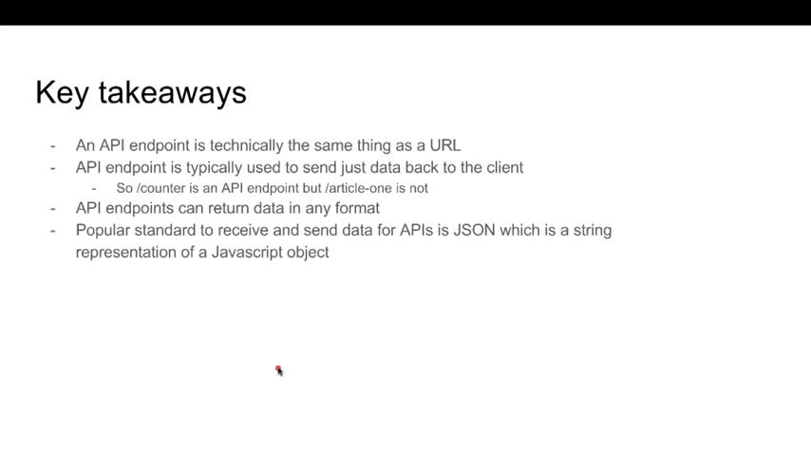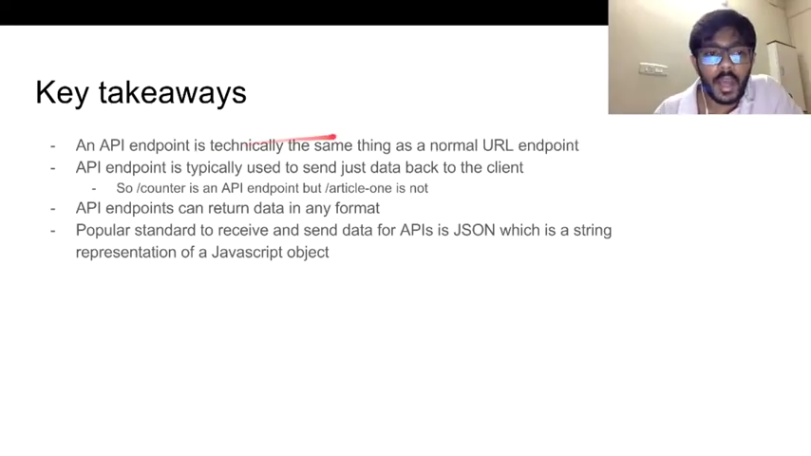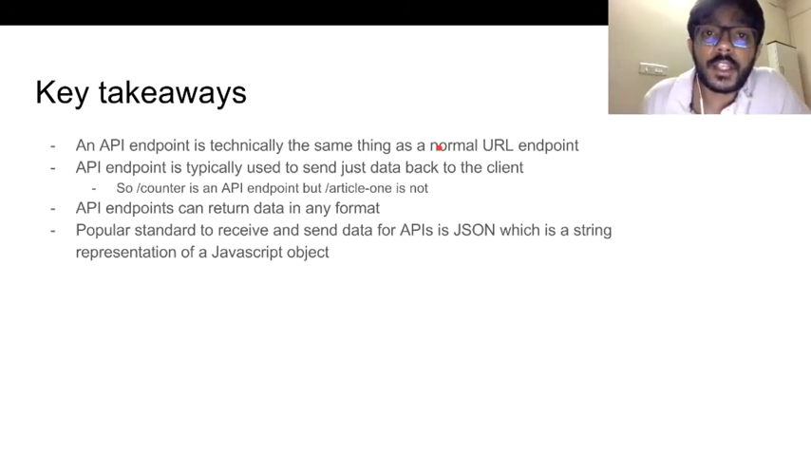The key takeaways in this module are the following. An API endpoint is technically the same thing as a normal URL endpoint. It's just that a URL endpoint typically is used to return all kinds of content like HTML, JavaScript, CSS, or images. But an API endpoint is typically used only for exchanging data. So you can request some data and get a response that contains data.